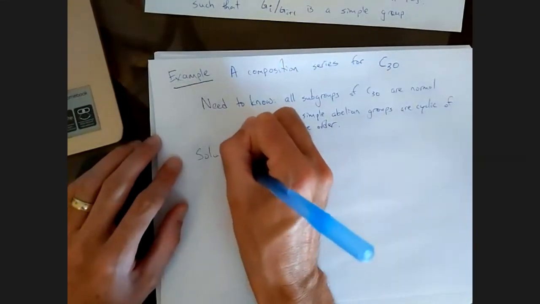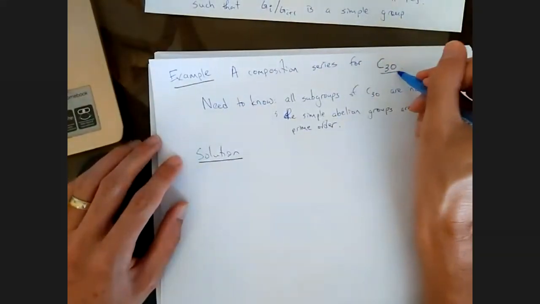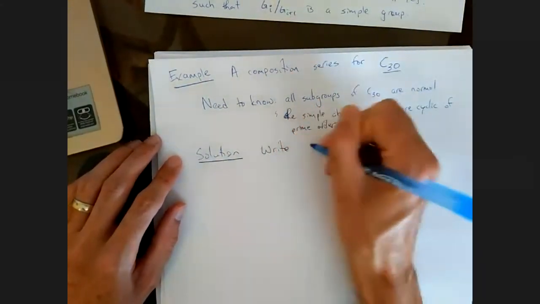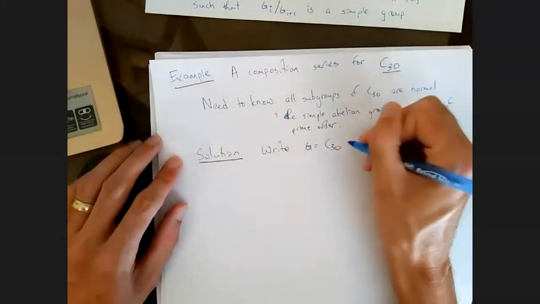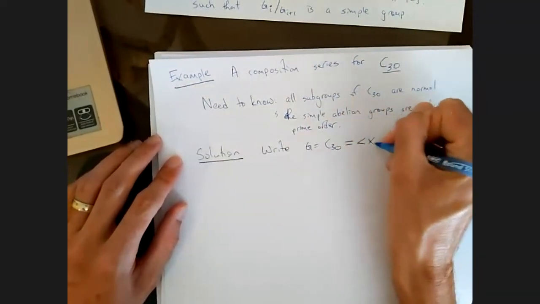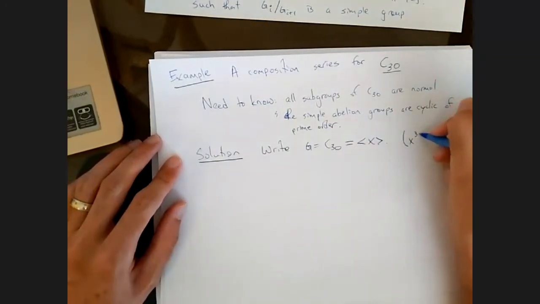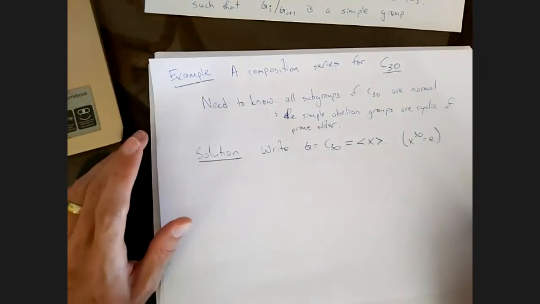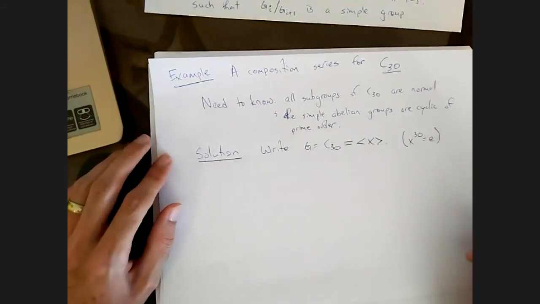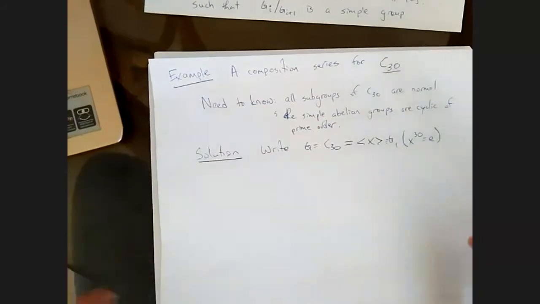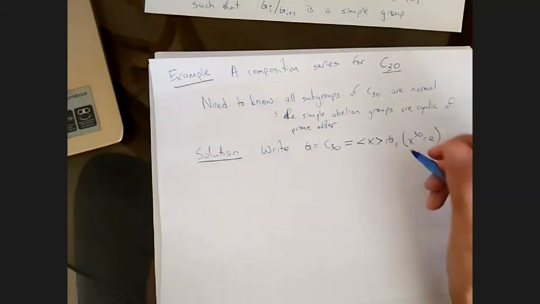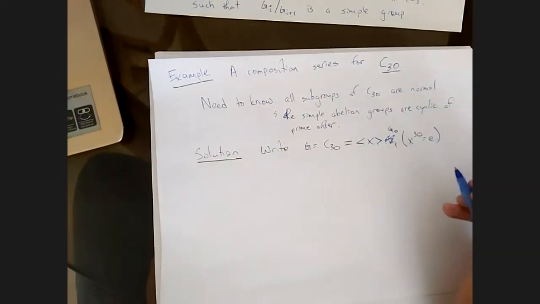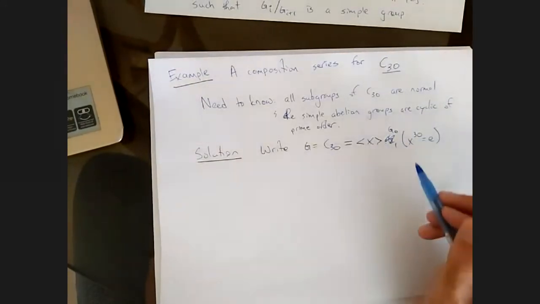So let's find our composition series for C30. G is a cyclic group of order 30, generated by X, subject to X to the 30th is the identity. Now we need to find a subgroup G1. So this is G0. We need to find a subgroup G1 such that G mod G1 is a simple group.